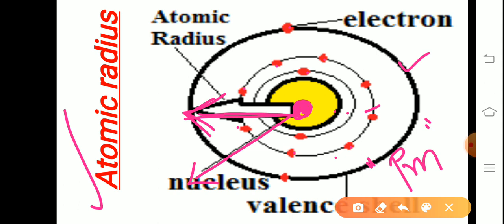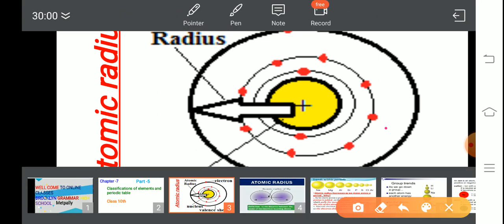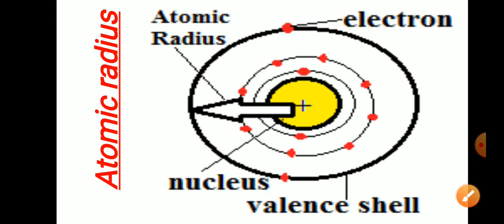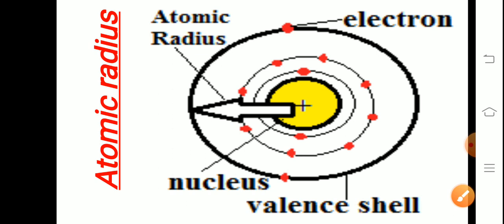You know, 1 picometer is equal to 10 to the power of minus 12 meters. Keep in mind, the SI unit of atomic radius is the picometer, and 1 picometer is equal to 10 to the power minus 12 meters. Let us try to understand how it varies in periods and groups.